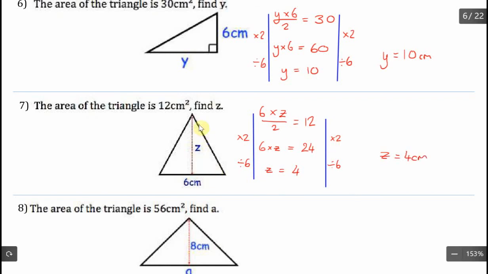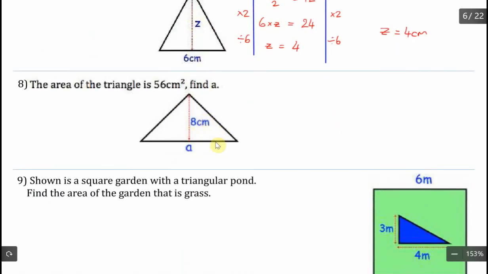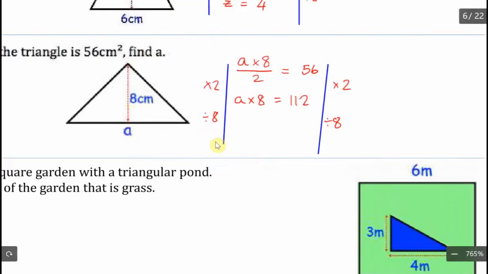It doesn't look like it in that question, but these diagrams are not drawn to scale, specifically so that you can't just measure them. Okay, and again, very similar question. Base, which is a, times 8 divided by 2 gives me 56. I'm going to times by 2 first. Now double 56, I'm going to get 112. Divide by 8. And that is going to give me 14.